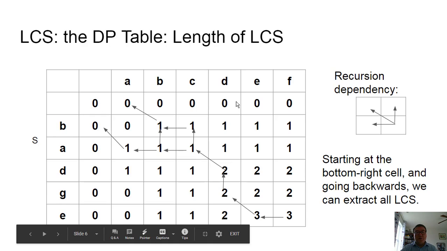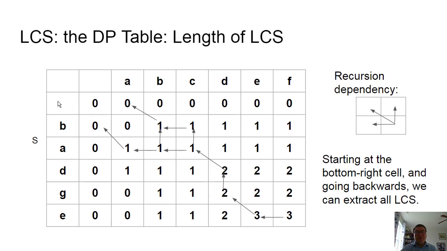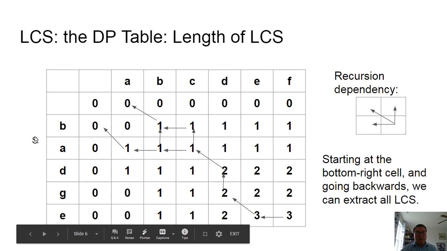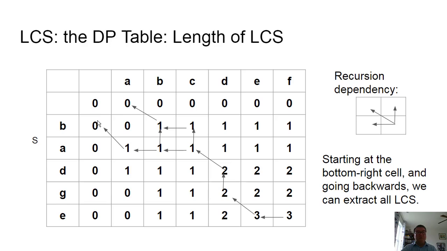So here, what we are saying is an empty string as S, the longest common substring between the empty string as S and all the substrings of T will all be 0. And this column is a matching prefix of S with the empty string of T. Once we define this table, we can fill it row by row or column by column.